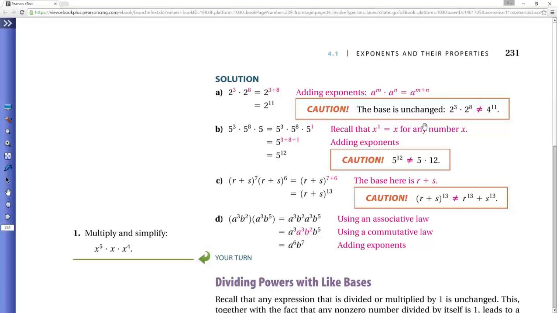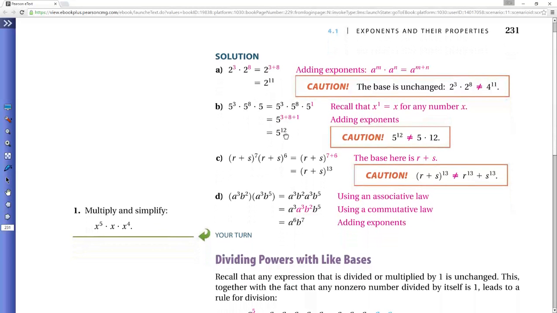So when I have 2 to the third power times 2 to the 8th power, that is 2 to the 3 plus 8, or 2 to the 11th power. It is tempting to say that I can multiply 2 times 2 and get 4, and say it's 4 to the 11th. Well, 4 to the 11th power is completely different than 2 to the 11th. Do that on your calculator and see how much different the actual answer is. There's a huge difference. Okay.